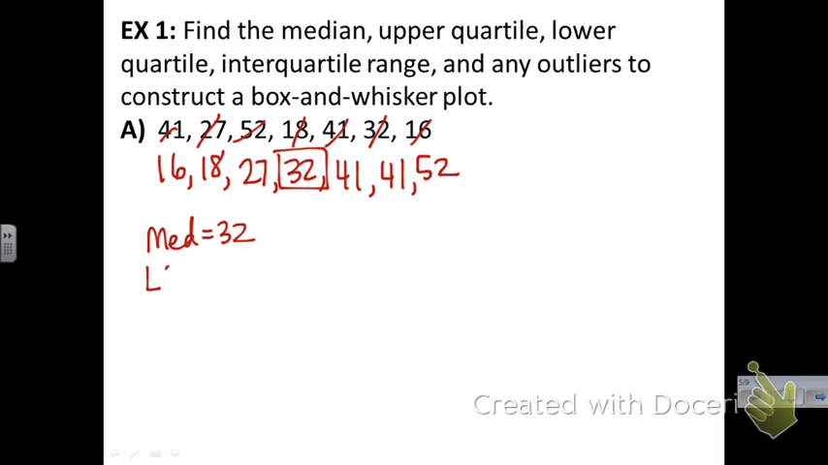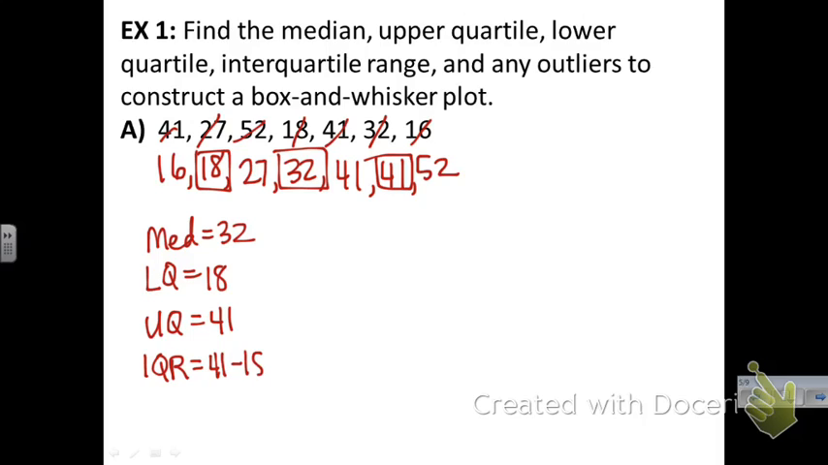From there, I look to find the lower quartile, and it's the middle of the lower values, so we can see 18 is right in the middle of the lower values. We do not include the median when we're looking for this number. Your upper quartile is the middle of the upper values, so we can see that that's 41. And then we will need the interquartile range. This is your upper quartile minus your lower quartile. This is 23. And then we're going to use this number to find if we have any outliers.